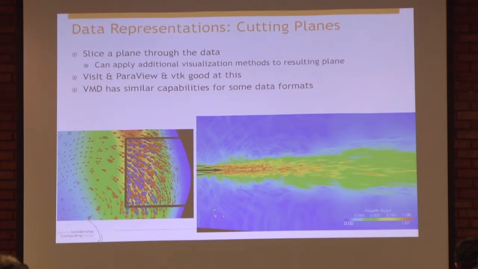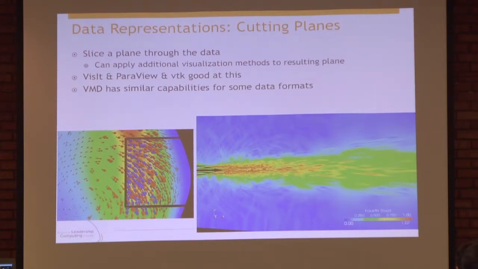Cutting planes is another representation where basically you take a plane and slice it through the data set. Each of these is just a single slice through a 3D volume. Again, VisIt and ParaView, VTK, all equally good at doing this. VMD, which is a molecular data visualization tool, has some similar capabilities for doing that for different types of formats.